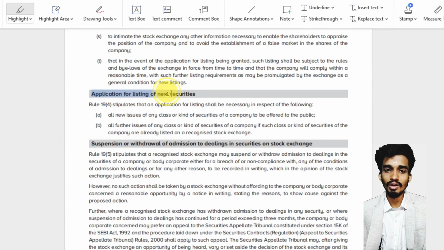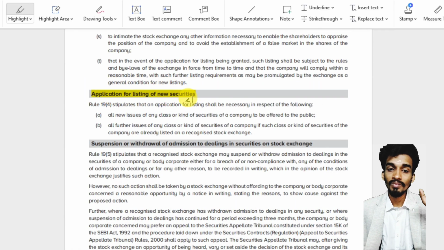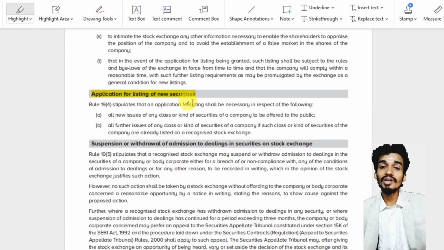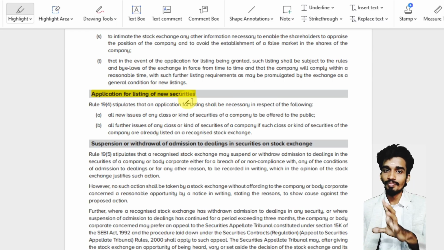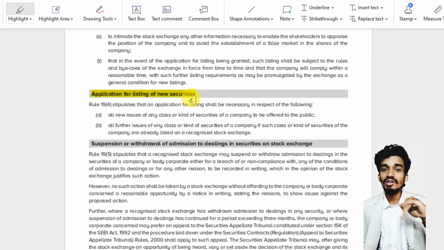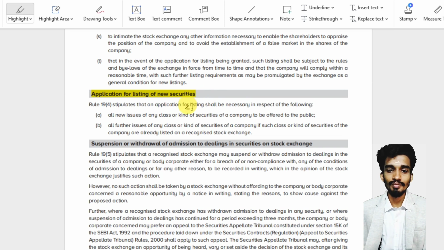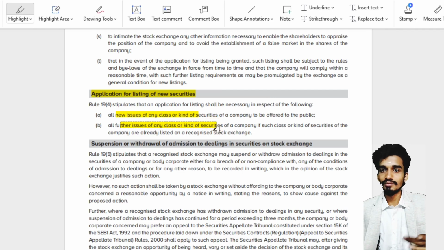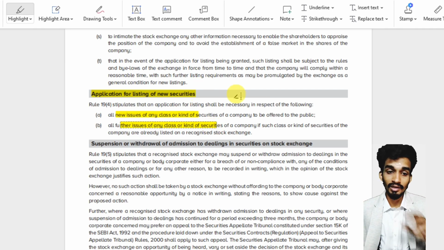Application for listing: you have to make an application in Section 3. We talked about recognition of stock exchanges. Whenever a stock exchange has to be recognized, it has to make an application. Likewise, if you are going to list your securities, you also have to make an application for listing your securities on the recognized stock exchange. All new issues have to make an application. For further issues, if you are issuing shares for the purpose of raising funds, you also have to make an application.